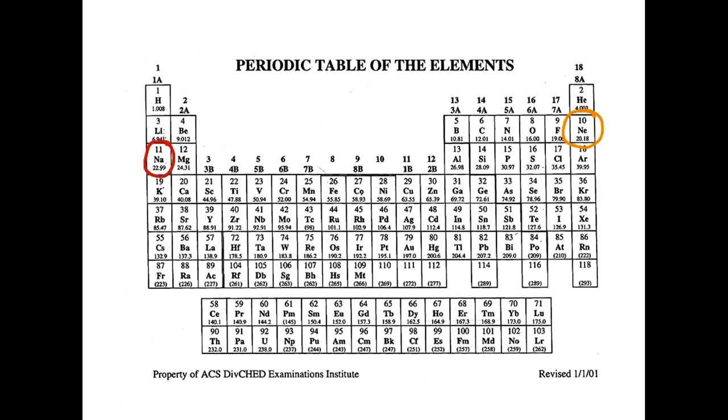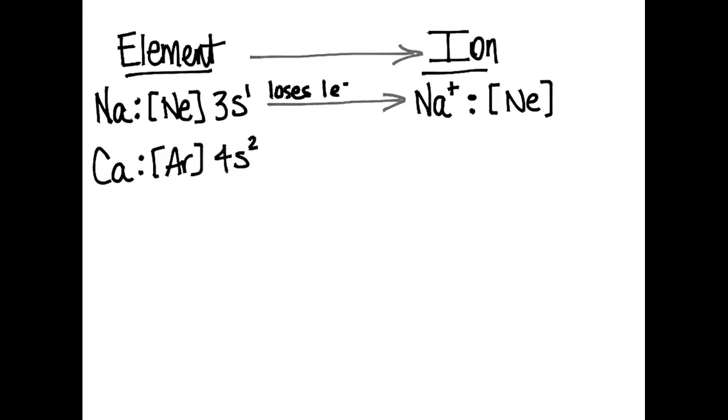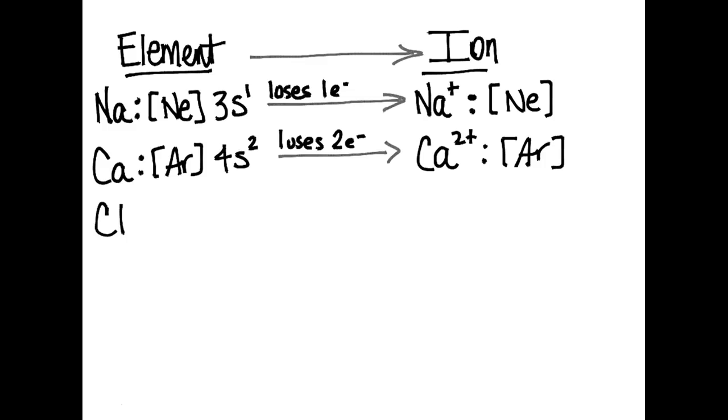Calcium, if we look down here, is element 20. The preceding noble gas is argon. So calcium's valence electrons are in the fourth shell. Argon 4s2 is the electron configuration for a neutral calcium atom. Calcium loses 2 electrons to form the calcium plus 2 cation, and the reason it does that is because it then gets the noble gas configuration of argon.